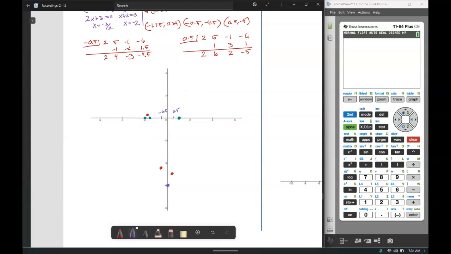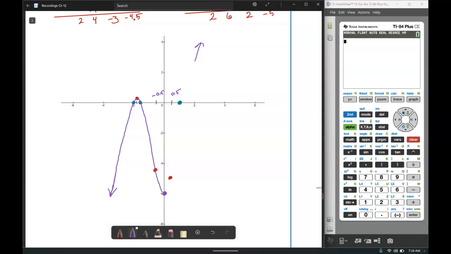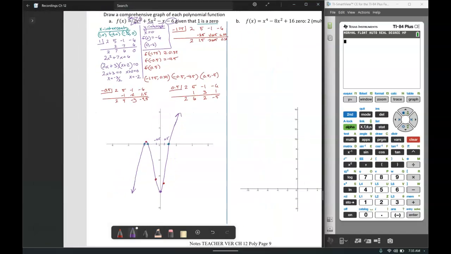And so with that in mind, we're going to go ahead and just try to connect this as smoothly as possible. And it's not going to be perfect, but it'll be close enough for us to be able to identify the graph correctly. So we just carefully smooth all of this out as best we can. And there is our comprehensive graph of our function.